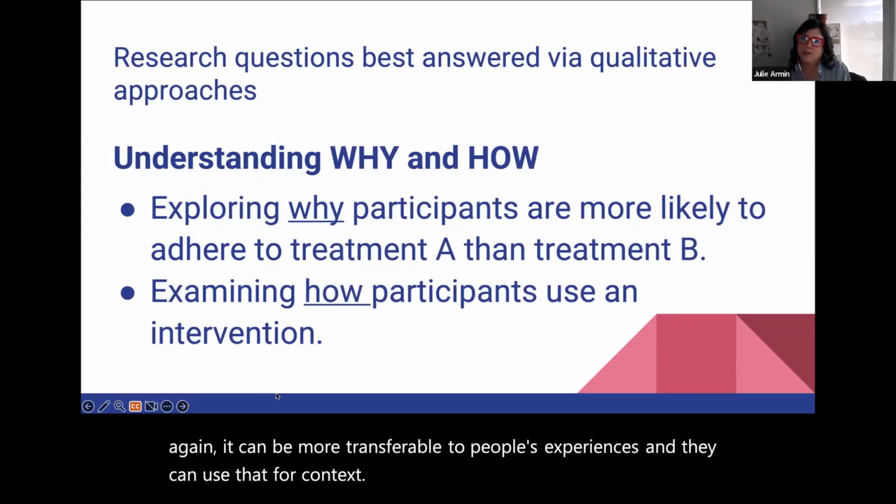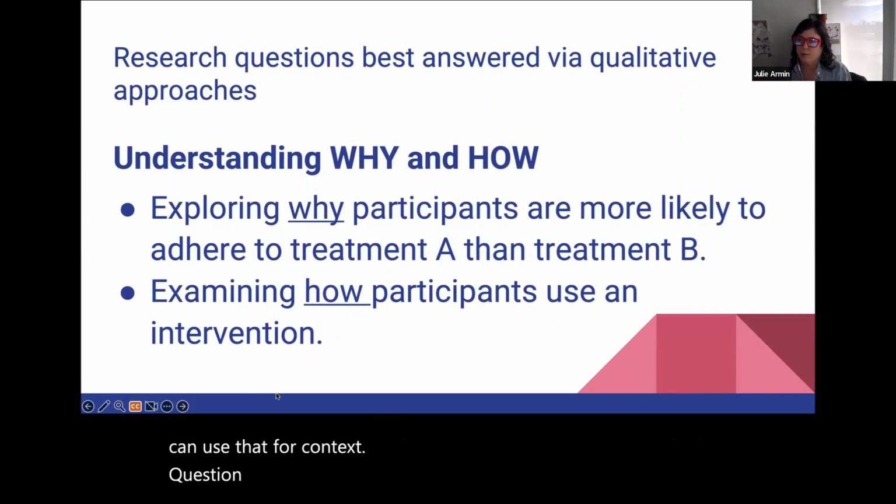As Heather mentioned earlier, the research questions that are best answered via qualitative approaches are really the why and how questions, and deepening your understanding of why and how. So for instance, the 2 bullet points here are based on a project that I am co-investigator on. It's a randomized controlled trial. We're testing an intervention, and we're doing some qualitative data collection to explore why participants are more likely to adhere to treatment A than to treatment B.